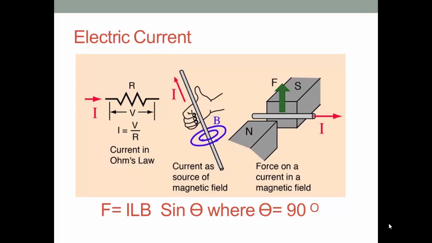And in the third diagram you can see that a force F is applied on a current carrying wire if it is placed in a magnetic field. This force is equal to ILB sine theta, where theta is equal to 90 degrees.